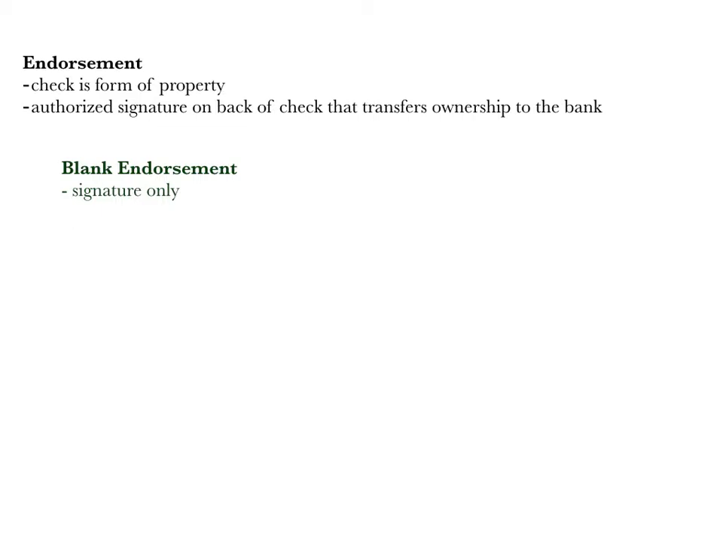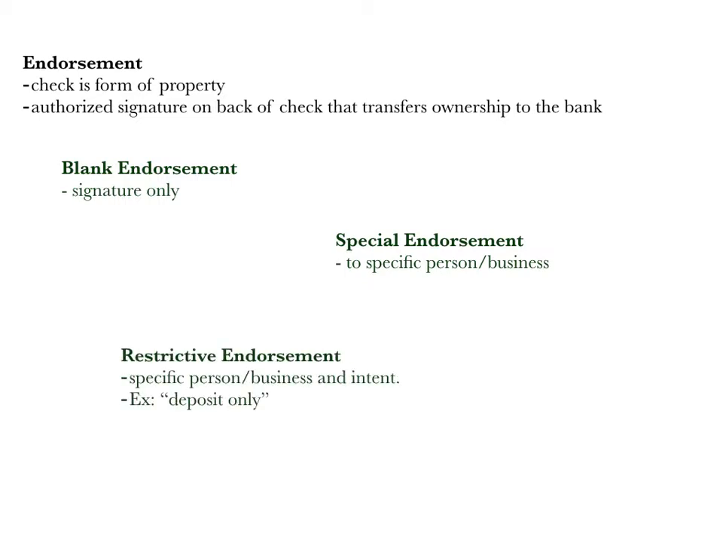First, we have a blank endorsement, which is just simply signing the check on the back. So if a check is written out to me and I sign my name on the back of the check, that is a blank endorsement, a signature only. A special endorsement: if you write a check to me and I sign my name and I put somebody else's name on it, then that transfers ownership to that specific person or bank or business. Finally, a restrictive endorsement is to a specific person or business with a specific intent. Example would be writing the words deposit only followed by the account number.